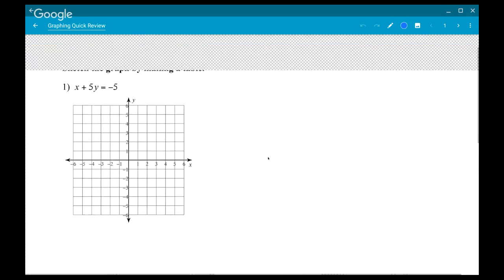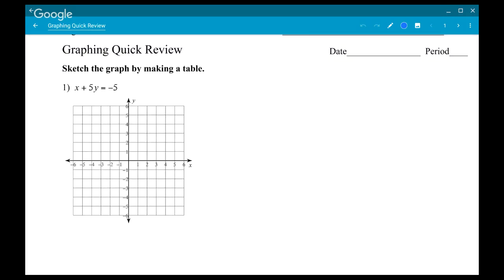This one, we're supposed to sketch the graph by making a table. Okay, now making a table isn't always the best option, and I will actually show you an alternative way to tackle this problem. But one of the easiest ways to graph, honestly, anything is really just to find a bunch of different solutions. So essentially, what you're doing here is you're putting blanks in for your variables, and you're trying to figure out what are some possible values that could go in for X and for Y respectively.